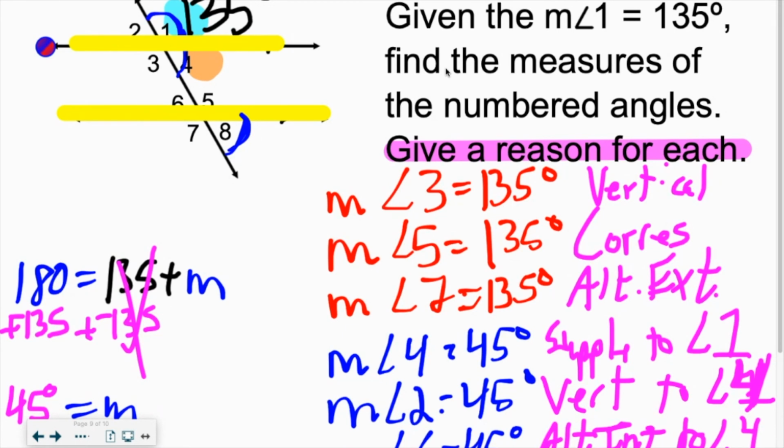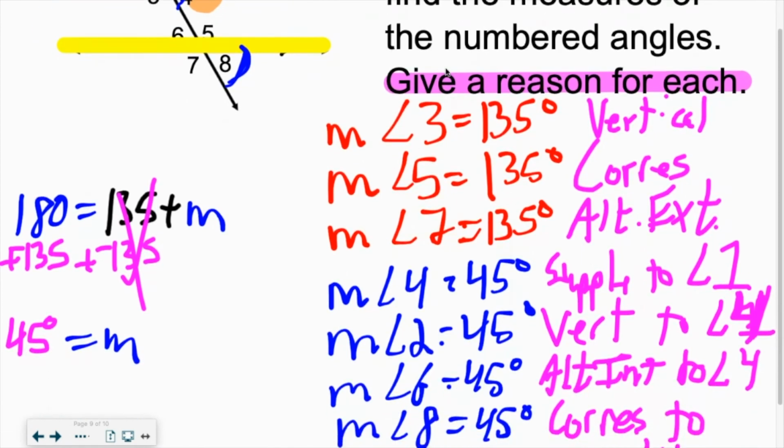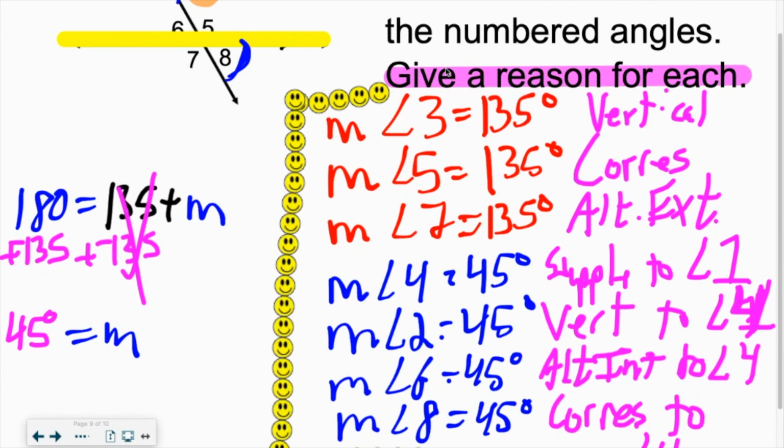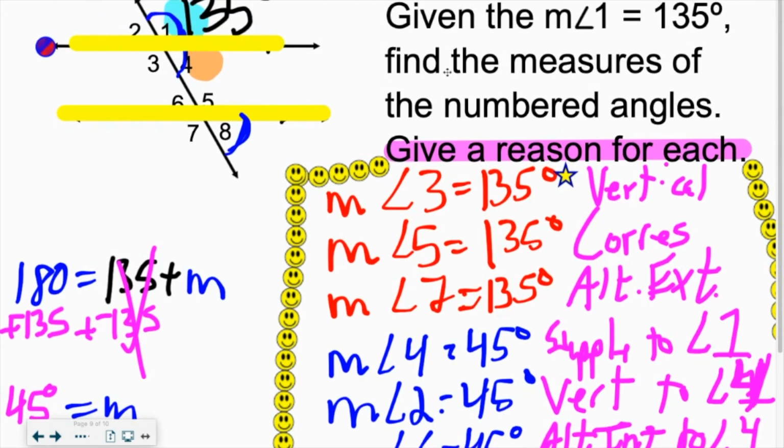Angle 1 was given to us. Angles 2, 3, 4, 5, 6, 7, and 8 have been given. Notice again in this one, when we're talking about our final answer on an assignment or on an assessment, because it said give a reason for each, you need not just the angle measurements, but also this justification over here. Please be very careful. Watch those degree signs. They're going to be a label, so they're going to be worth points in my class. Again, rewatch the video, rewatch a lesson, slow the video down.